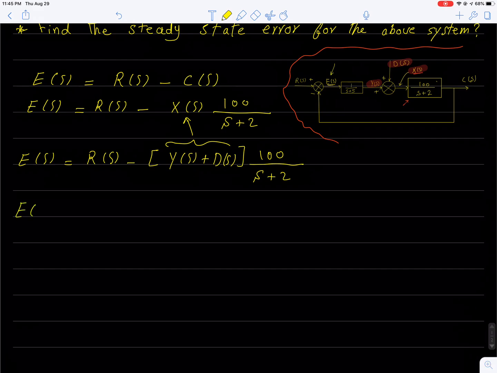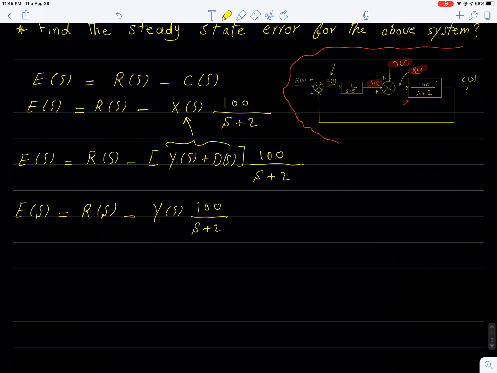Now E of S is equal to R of S minus, now let's multiply this first, Y of S times 100 over S plus 2, minus, because this minus will make this negative, minus D of S times 100 over S plus 2.